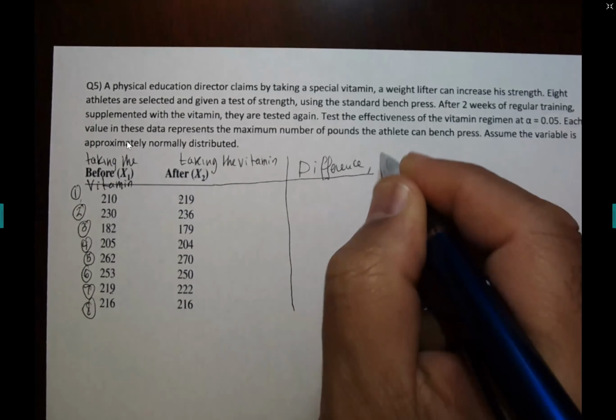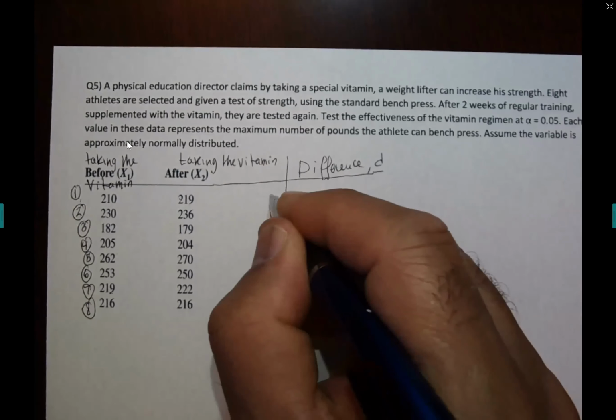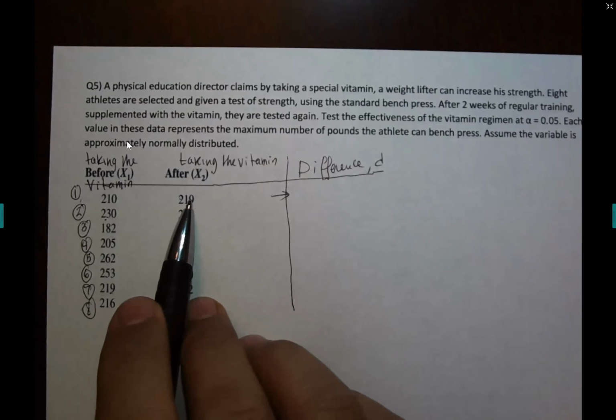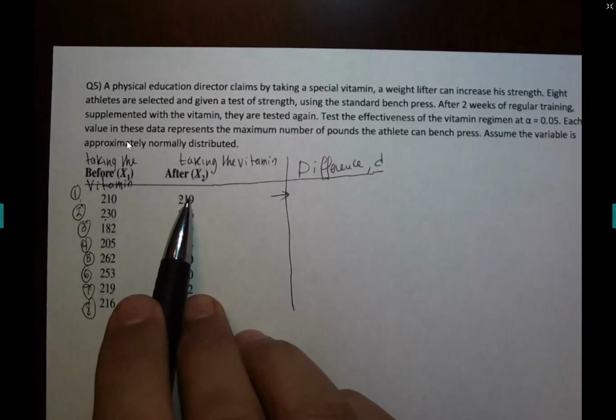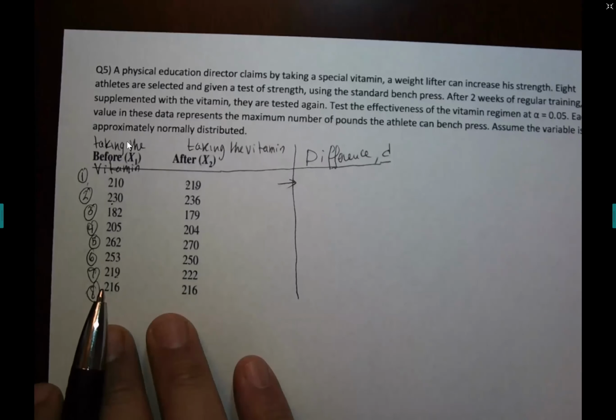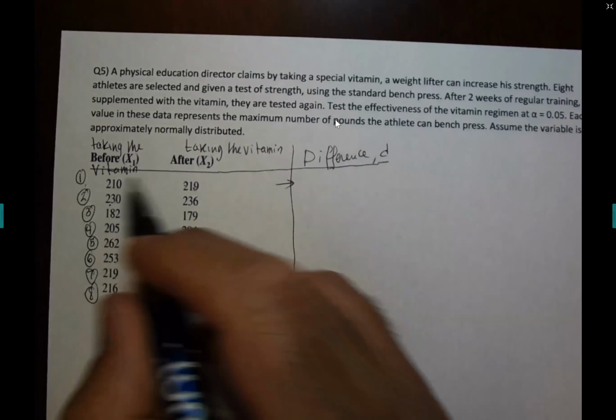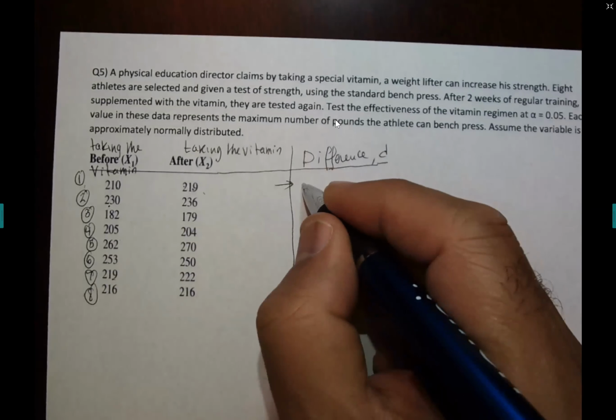D. And let's see. Did it work for this person, guys? 210 went up to 219. What do you think? Yes or no? Okay, I'll check the response. One second. Yes, you're saying yes, I agree. Because this person went from 210 to 219, so the difference is going to be negative.